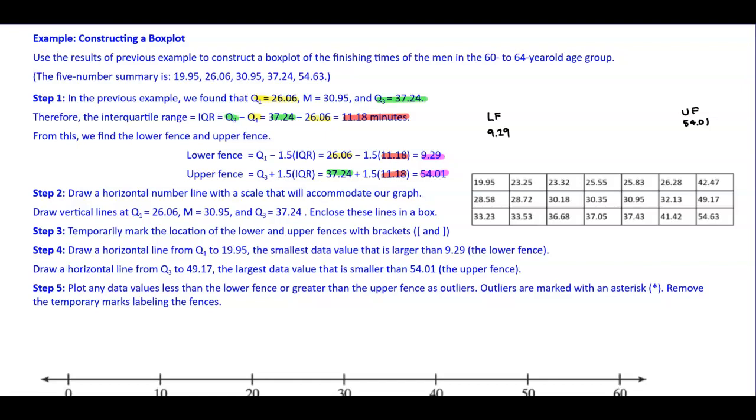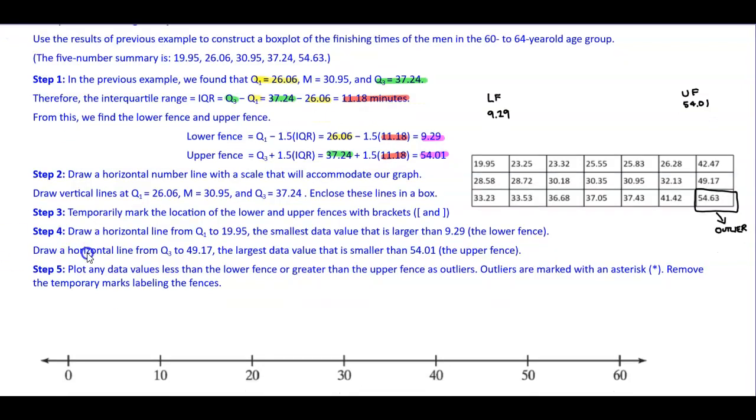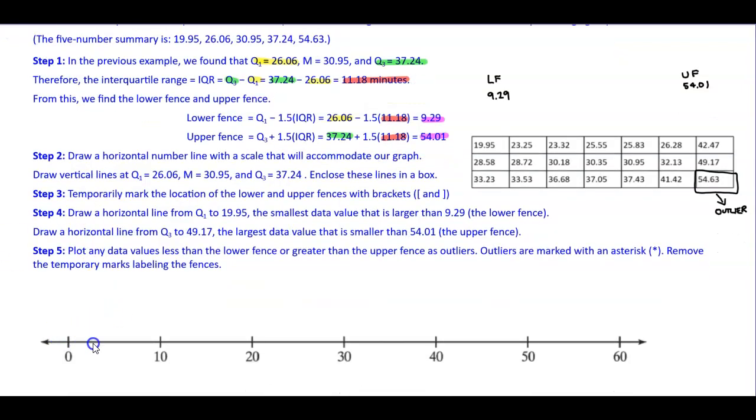Well, we don't have anything that's less than 9.29, but do we have anything that's greater than 54.01? If you take a look here, this value right here is greater than that. So this one is going to be considered the outlier. That tells us what the outlier is. So we have one outlier. Okay. So now in step 2, we're going to draw a horizontal number line.